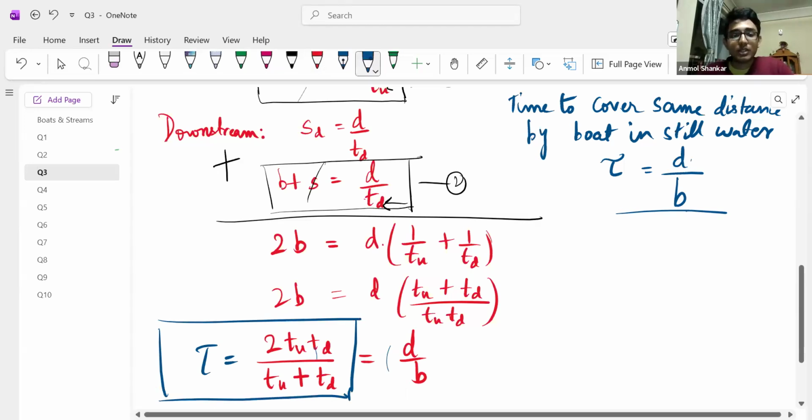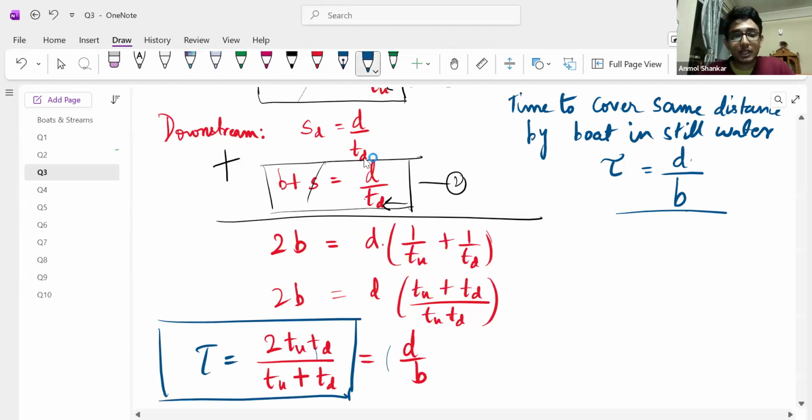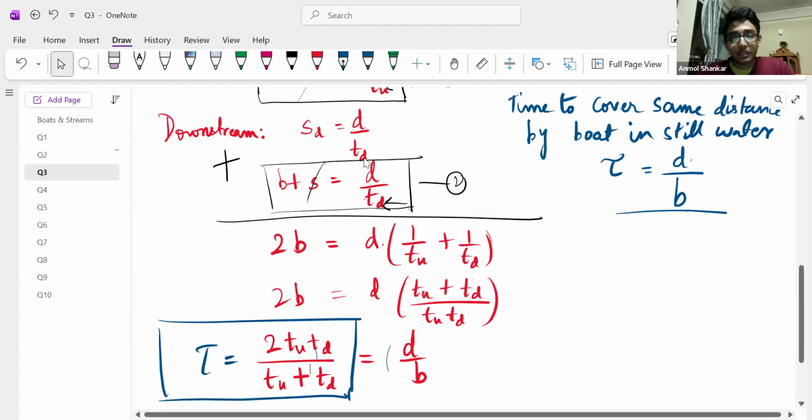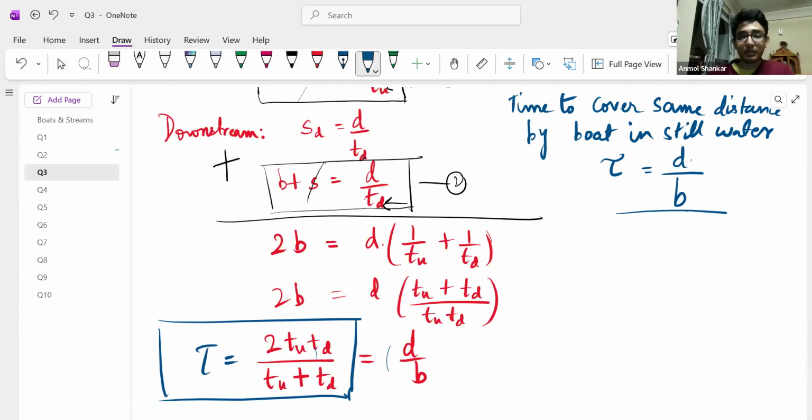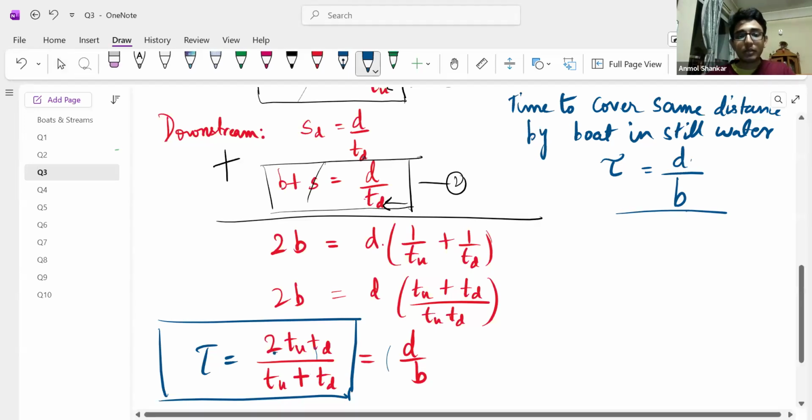So to cut the story short, in this kind of situation it is an average. If we take a kind of average of the time taken upstream and the time taken downstream, we will get the time the boat would take in still water. It is not the arithmetic mean, it is the harmonic mean, which is of the form 2 into first number into second number divided by first number plus second number. Right? 2ab by a plus b. So you should remember this. HM is equal to this.